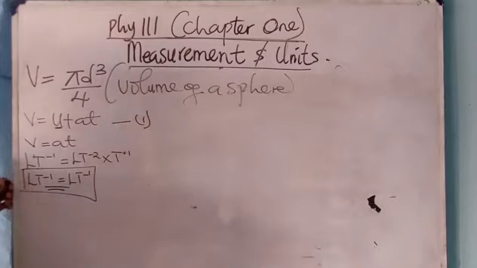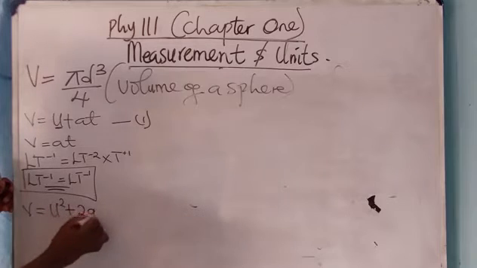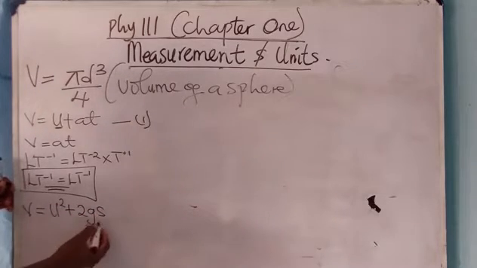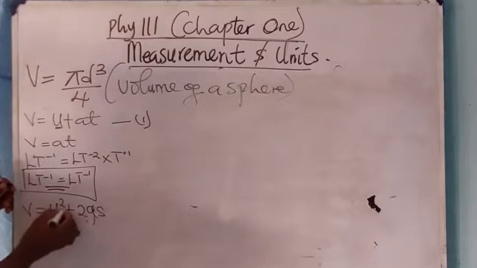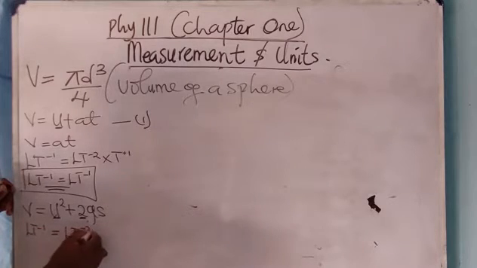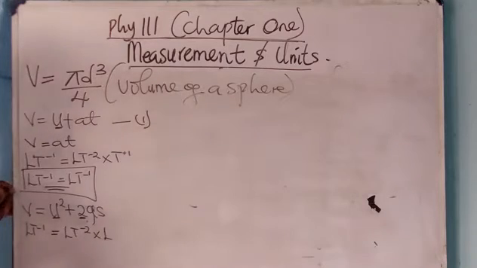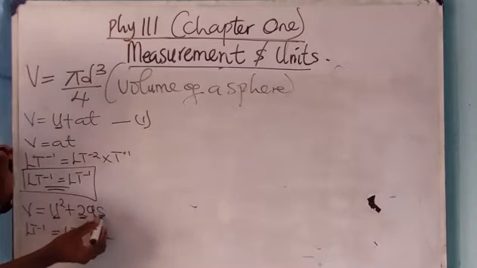That is case 1. Then case 2, if I have V² equals U² plus 2gs, where S is distance and G is gravity, but let me use A. That is 2as. Now U is always 0, so it is not to be considered, as well as this figure. So it becomes LT⁻¹ squared equals LT⁻² times L, because this S represents distance.